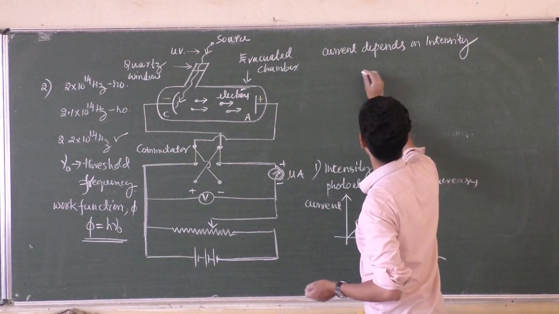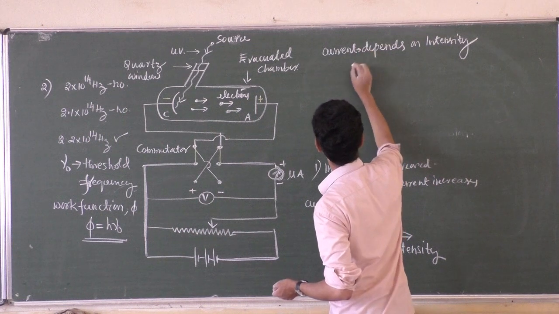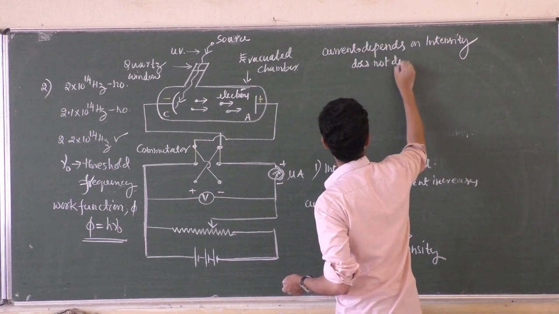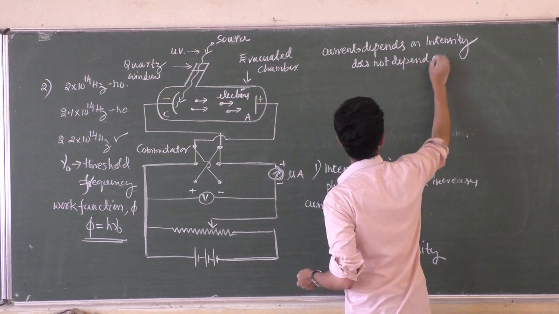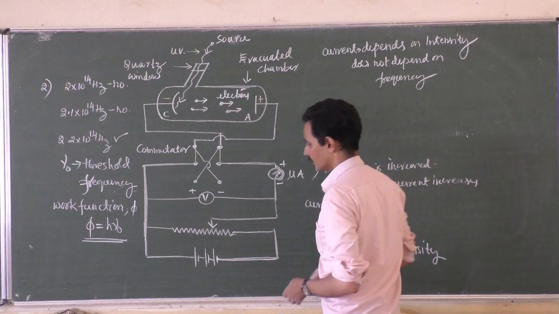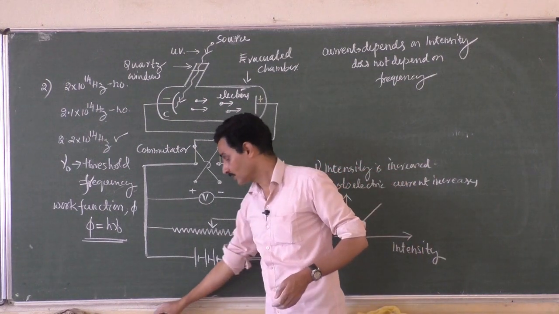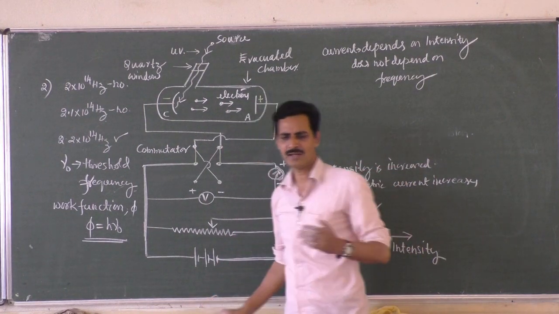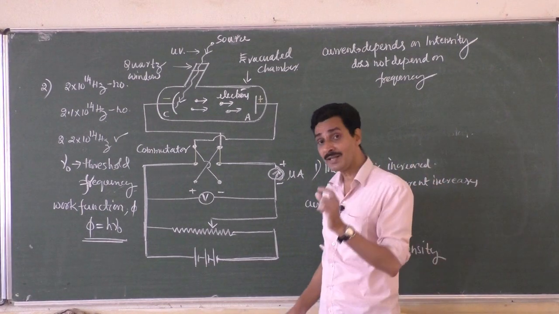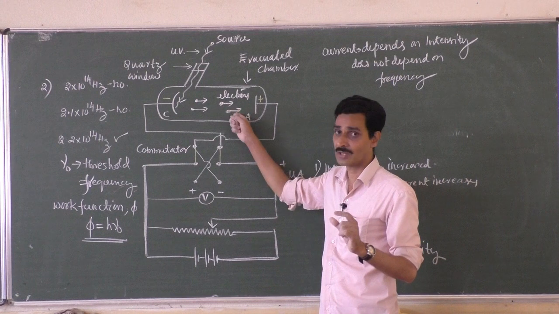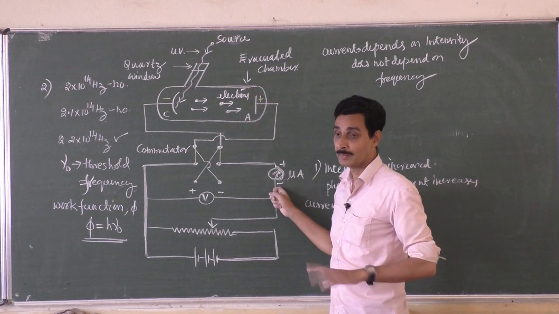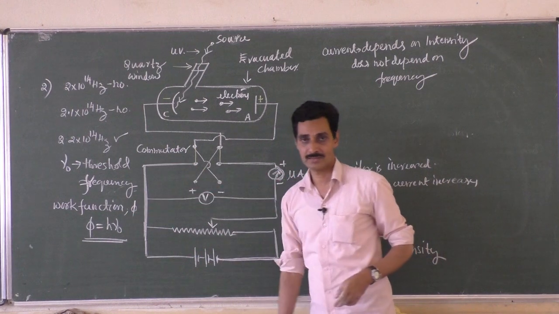It does not depend on frequency, isn't it? Right? So, this is their conclusion. But Einstein was able to give a clear explanation on all these things, which we will see later. But you need a minimum frequency for the electrons to come out. But once they come out, there is enough photoelectric current. But you can't change it by increasing the frequency.